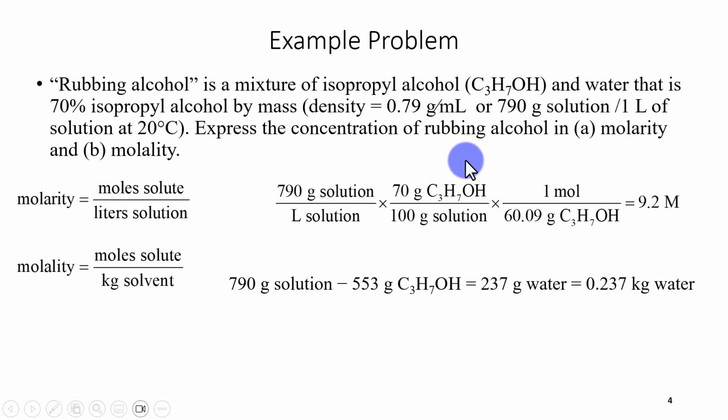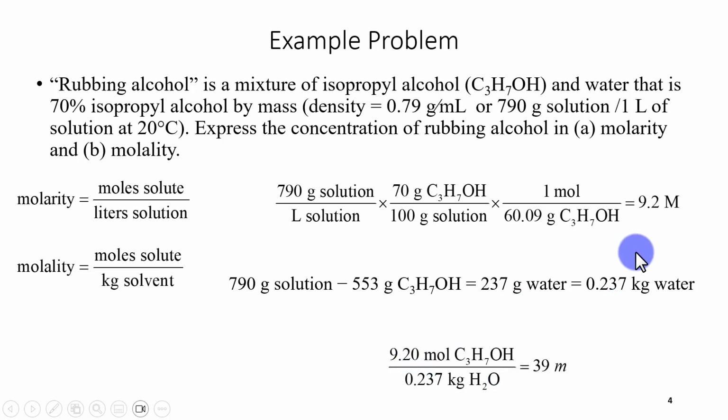Now, from up here I have the moles of solute. Even though it's in one step, I can just divide the two to give me moles, and I have the kilograms of water. I can use those, right? 9.2 moles per 1 liter. So I have 9.2 moles of C3H7OH divided by 0.237 kilograms of water, giving me 39 molal of C3H7OH.